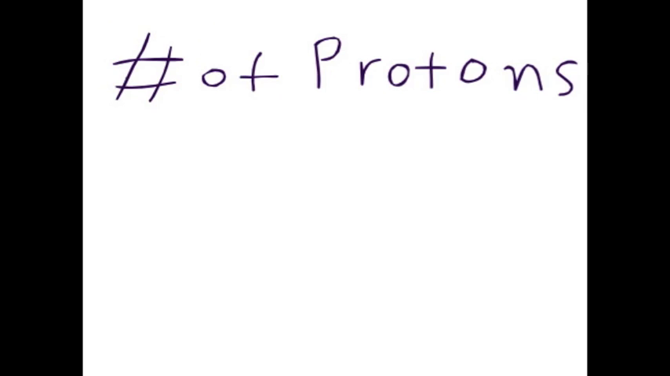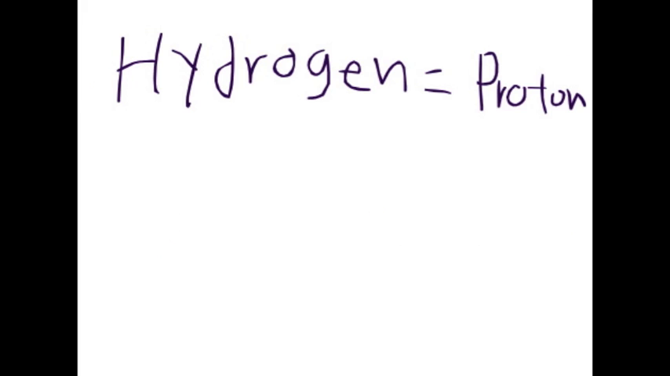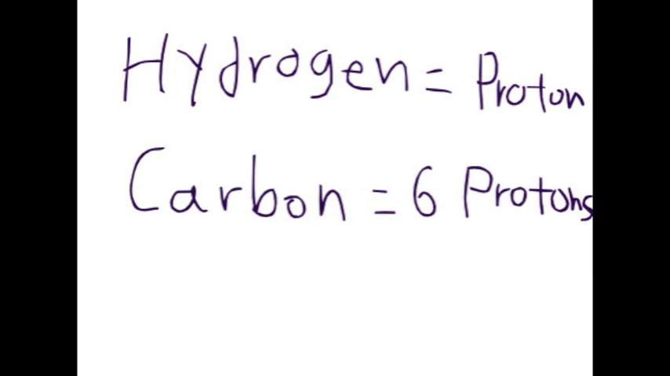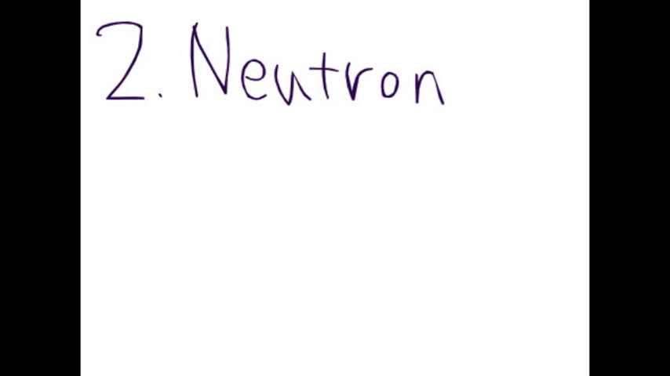Firstly, proton. The number of protons determines the kind of an atom, which means the amount of protons can change the element. For example, hydrogen has 1 proton, while carbon has 6 protons. Different amount of protons, different elements.